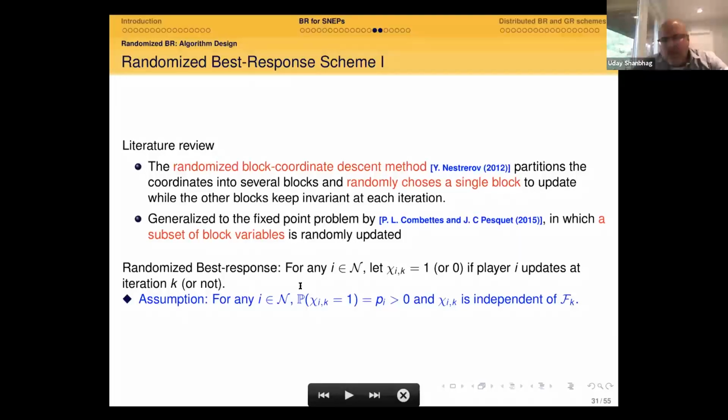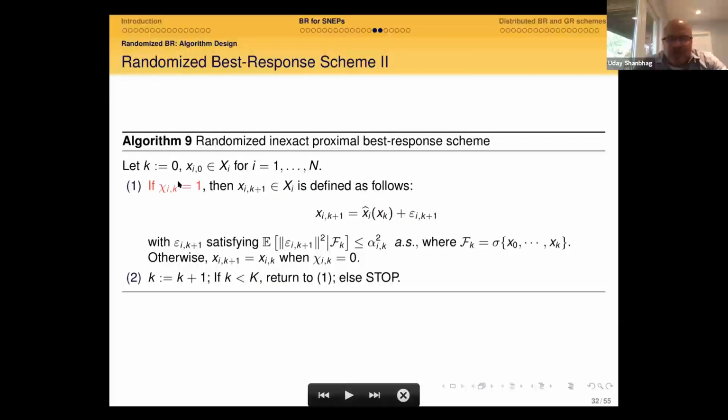We were interested in looking at using this notion of randomization in a best response regime when you don't have control over the players. Players are making best response steps without any kind of specification, okay? So this was generalized to the fixed point problem by Combettes and Pesquet. In our focus, we have a random variable that specifies whether a particular player chooses to make an update or not, okay? And this was something that you saw already. The key difference, of course, now is that you have randomization and you have inexactness.